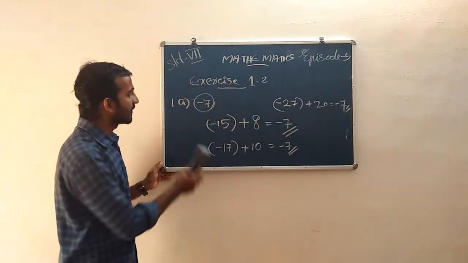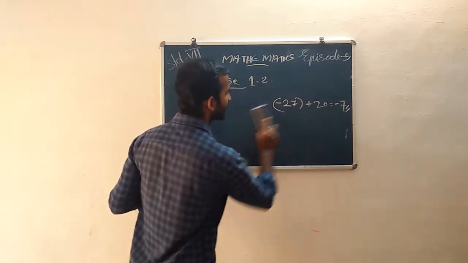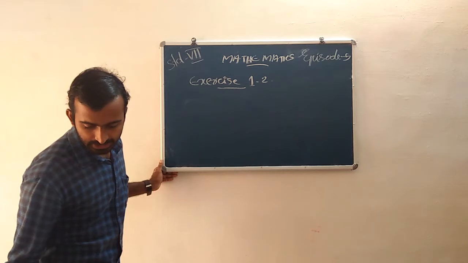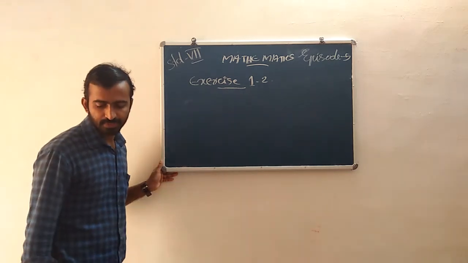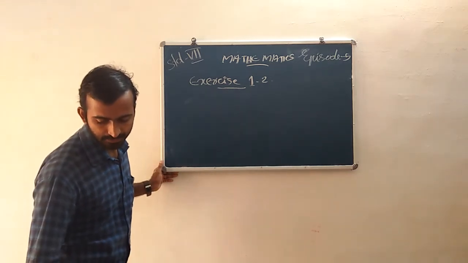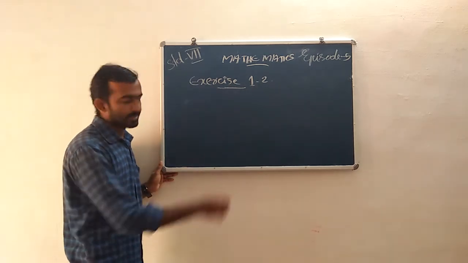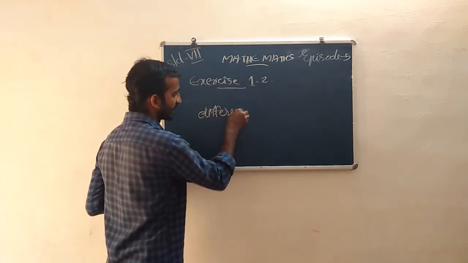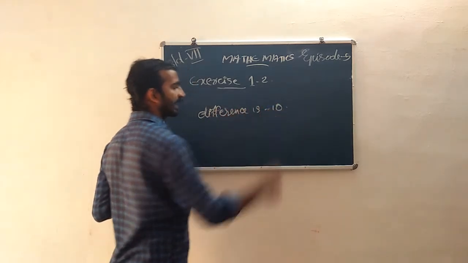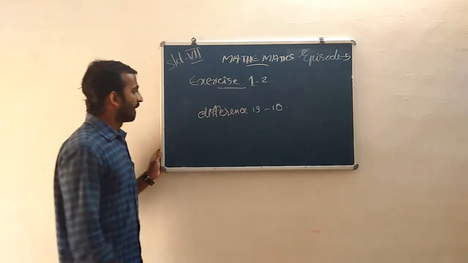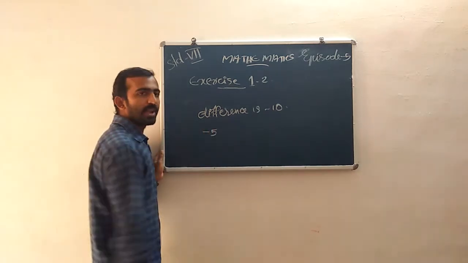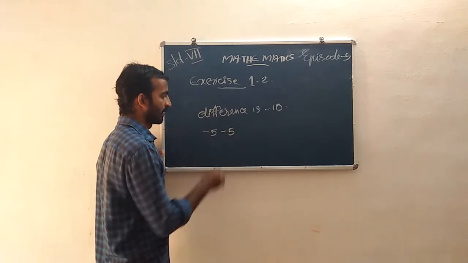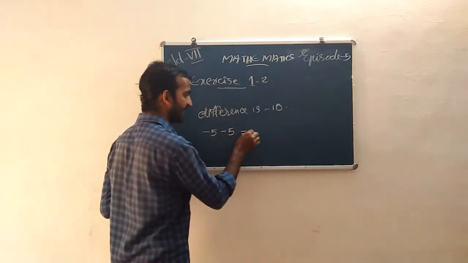Okay, and the second one is difference is negative 10. That is, we can take negative 5 minus 5. Negative 5 minus 5, we get negative 10.